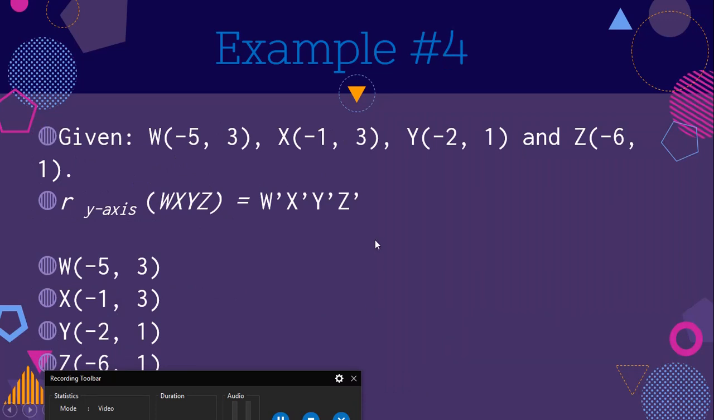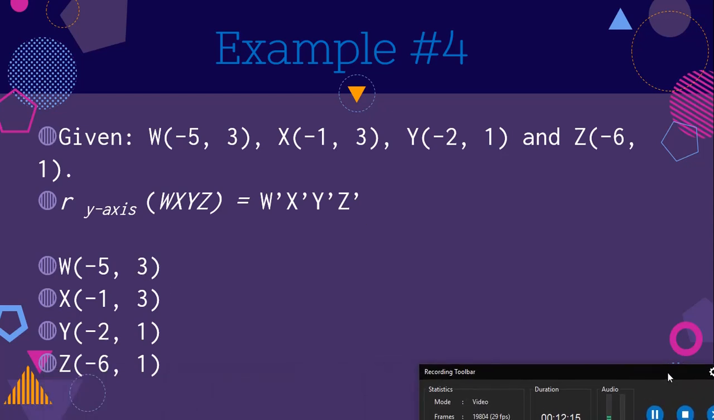In example 4, they did not provide a grid. They just gave us 4 points. This is some kind of quadrilateral. They want us to reflect this in the y-axis. If you know your rules well, you don't always have to graph, and sometimes they'll tell you that the graphing part is optional. You can only skip the graph if they tell you it's optional. Otherwise, you must complete it.